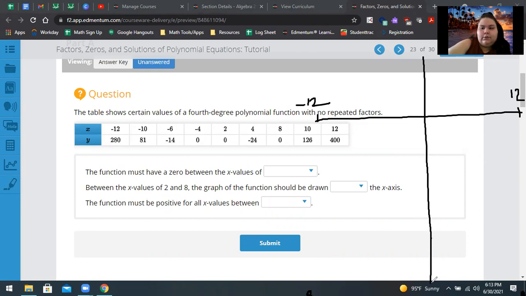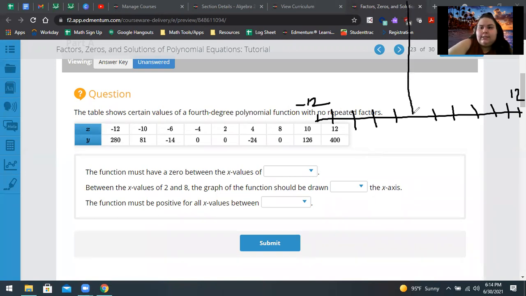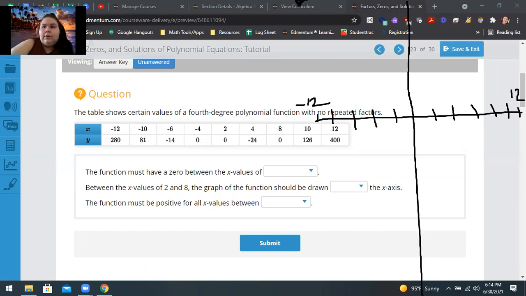I'll list it down below here, 400. This would be -10, -6, -4, -2, 2, 4, 6, 8, 10. Then 81 should be somewhere farther up. Again, this is not perfect, it's just an estimate. And you know what? I did this in the wrong direction, didn't I? Let me redraw this, because this is coming from the positives. So for negative 12, we're going to say 280 is all the way up here. And then negative 10 goes down to 81.